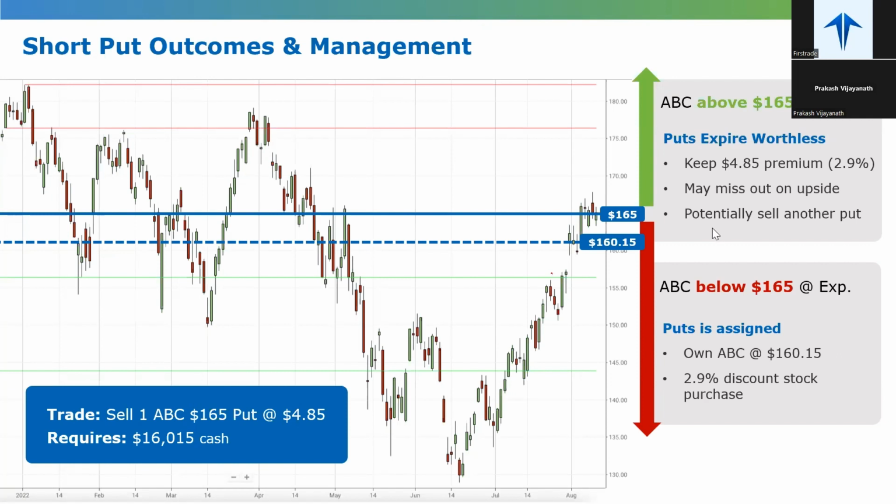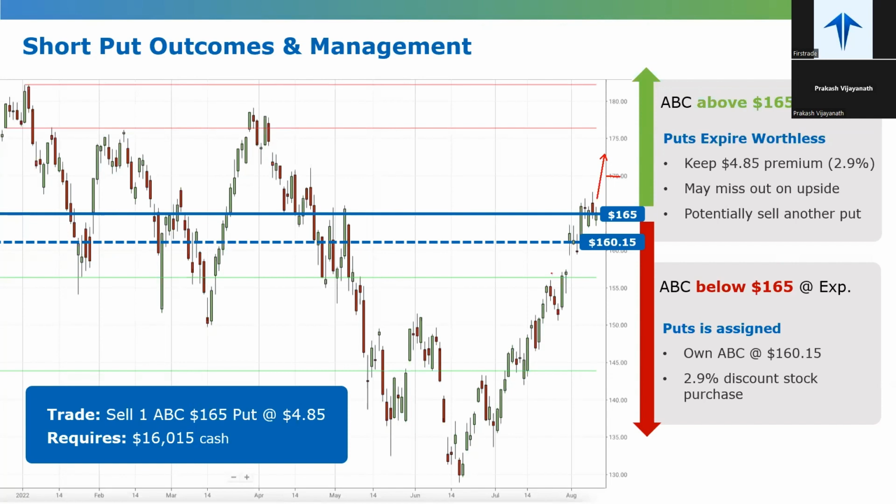And you would potentially have to sell another put option if you're still willing to buy. And the only thing is that if it does rally significantly, the strike price of the new put option that you sell will be a little bit higher, maybe at 170 or so. So that is the potential downside for not getting assigned right away, is that there is a missed opportunity to immediately acquire the stock.